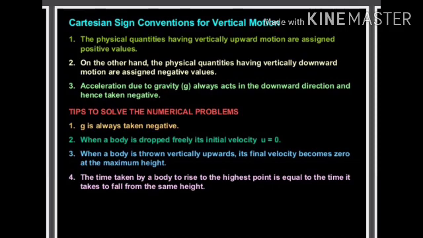When a body is dropped freely, its initial velocity is zero. When a body is thrown vertically upwards, its final velocity becomes zero, because at some time it will come to rest and will start falling downward. The time taken by a body to rise is equal to the time it takes to fall from the same height. This is your gravitation chapter. After that we will discuss another chapter, that is sound.